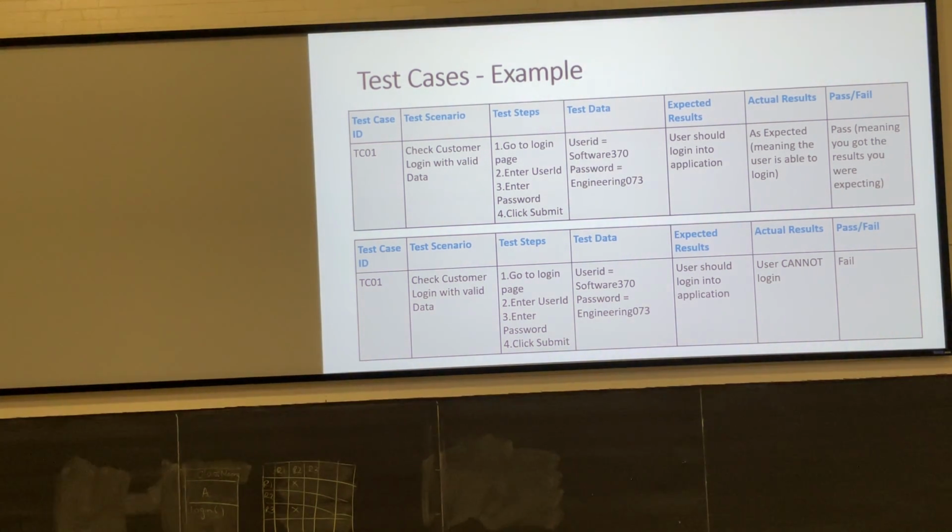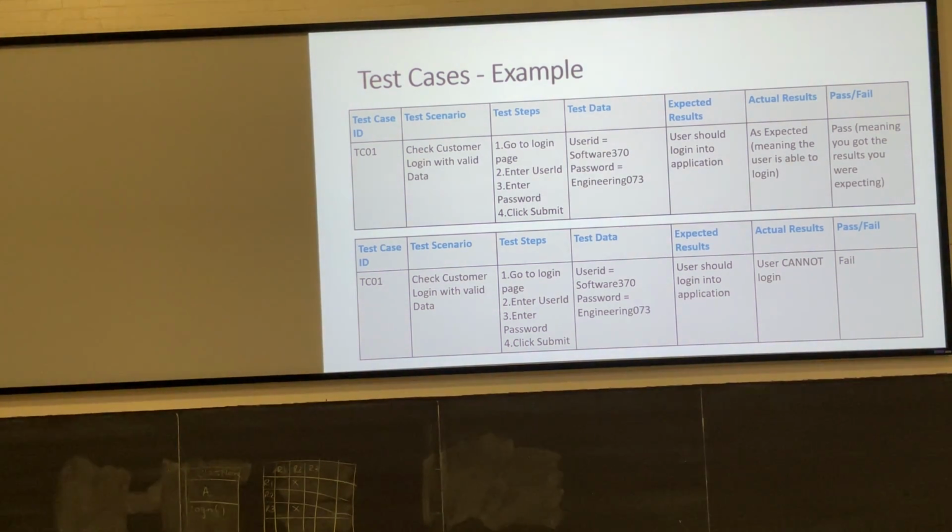You can build that spreadsheet for the first 5 columns. After you perform the test, then you write the actual result and whether the test is passing or failing. So let's look at the first one. There are 2 scenarios. The first scenario is the top table.